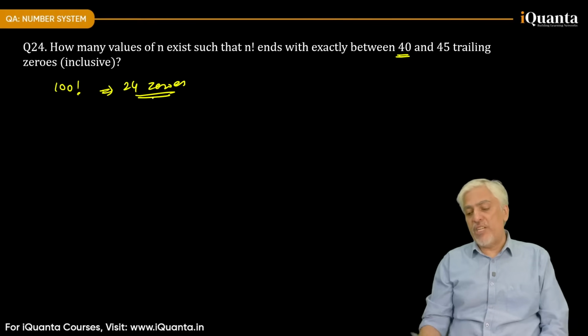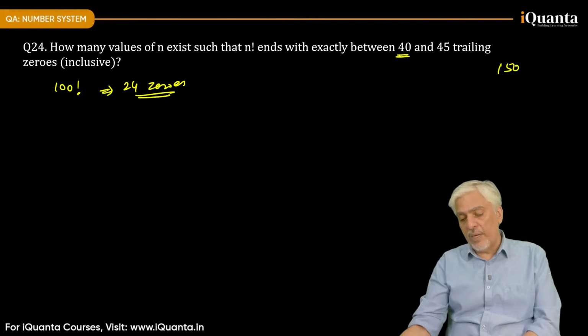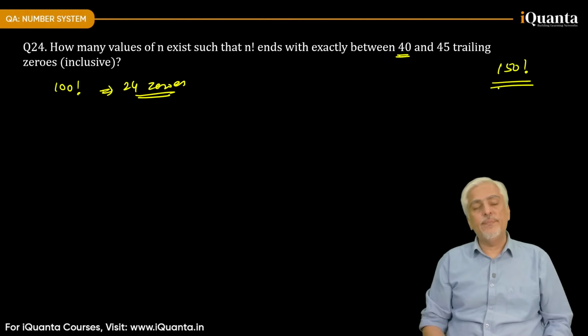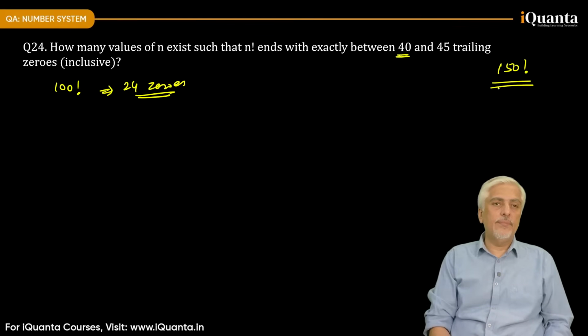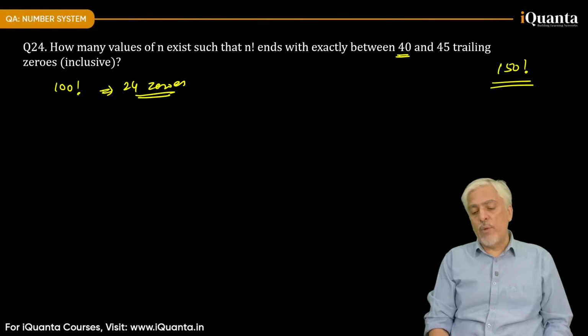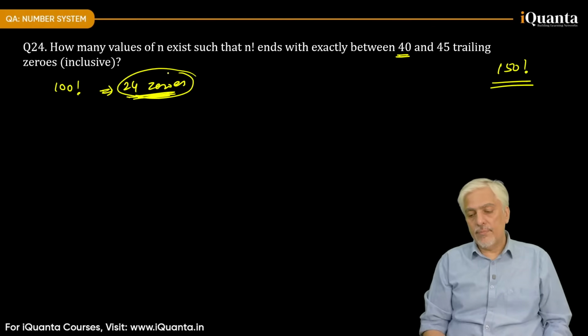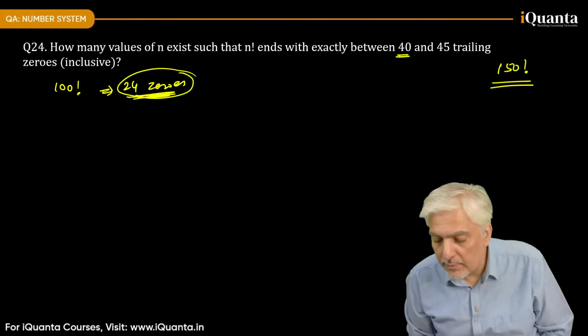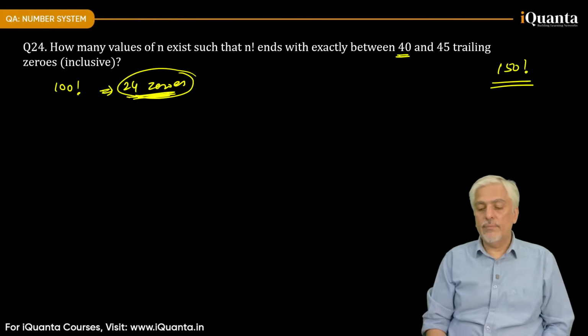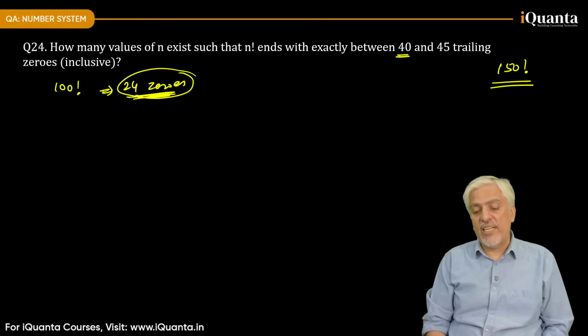रफ वर्क में 150 फैक्टोरियल के लिए ट्राई करो. 150 फैक्टोरियल में कितने जीरोस है? Somebody tell me for 150 फैक्टोरियल. 100 फैक्टोरियल में तो सिर्फ 24 जीरोस है. प्राइम नंबर्स के साथ चलेगा.